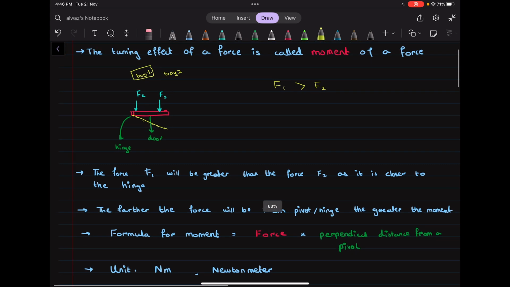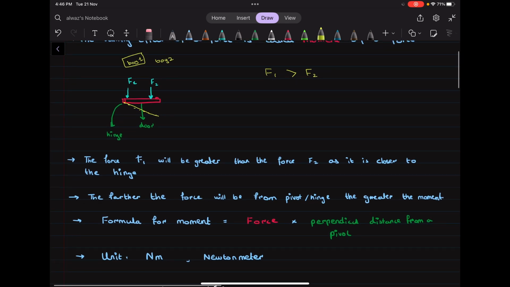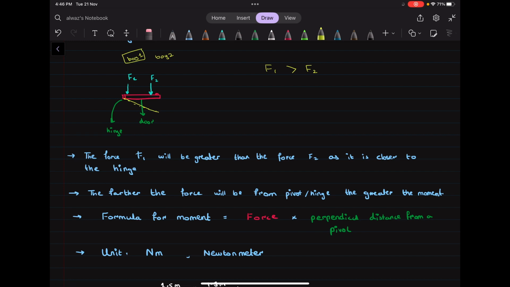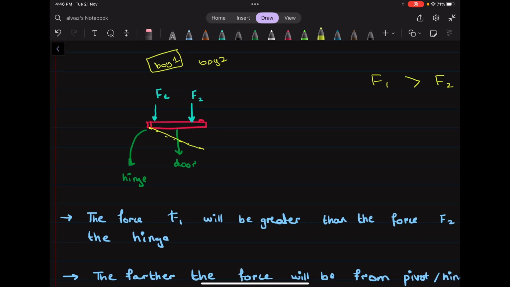Now why is this? This is because of the turning effect of forces and the laws it has. The formula for moment is the force multiplied by the perpendicular distance from the pivot. Now what is the pivot? Pivot is the point from which the door turns. Basically, it is the point where it's fixed to the wall. That point where it rotates is called the pivot.